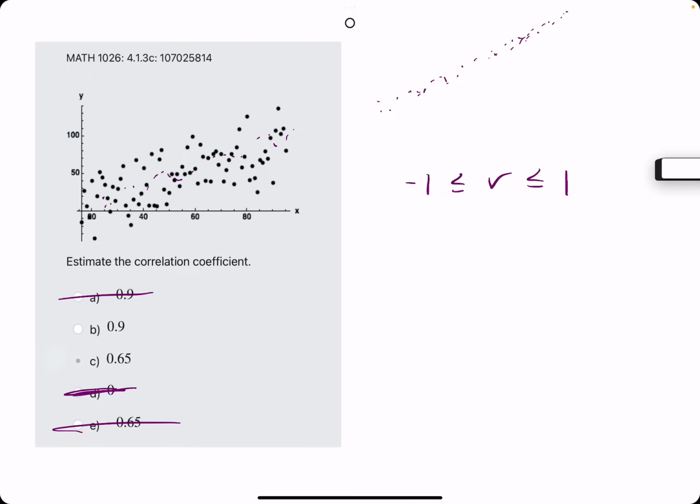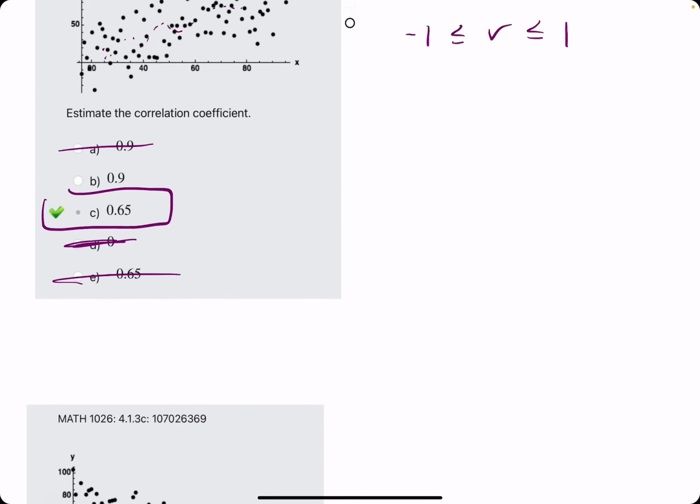And you can probably see the answer already. So 0.65, it's usually between 0.65 or 0.9, and hopefully 0.9 will be more obvious. So we'll see some examples of those as well.